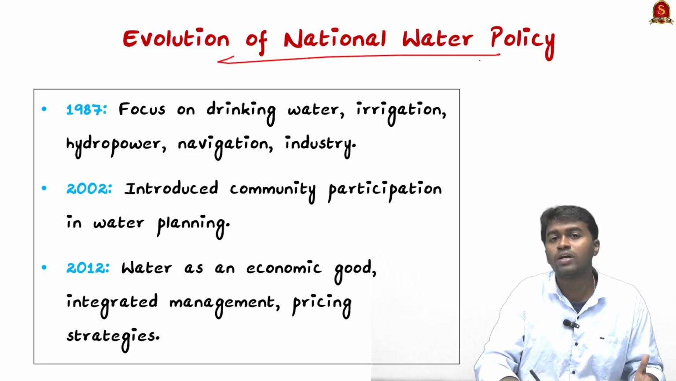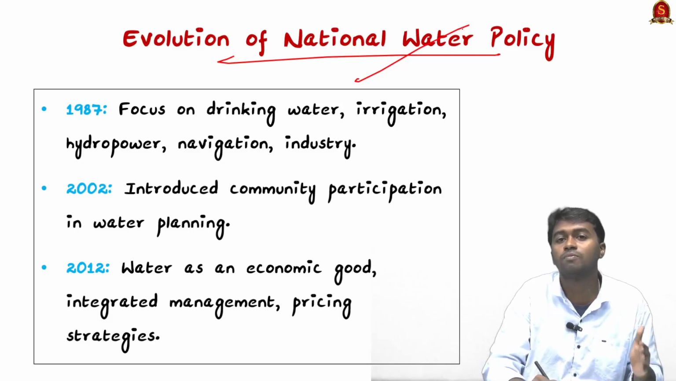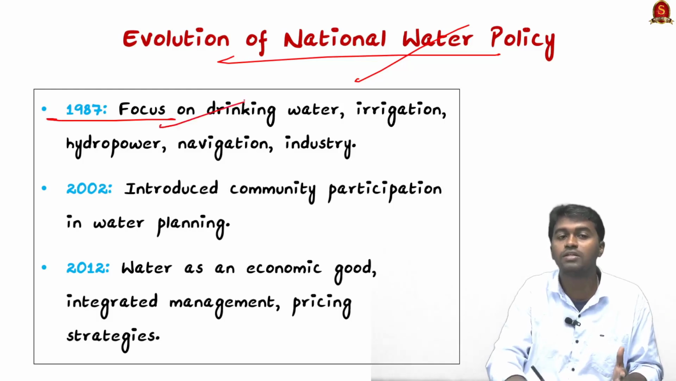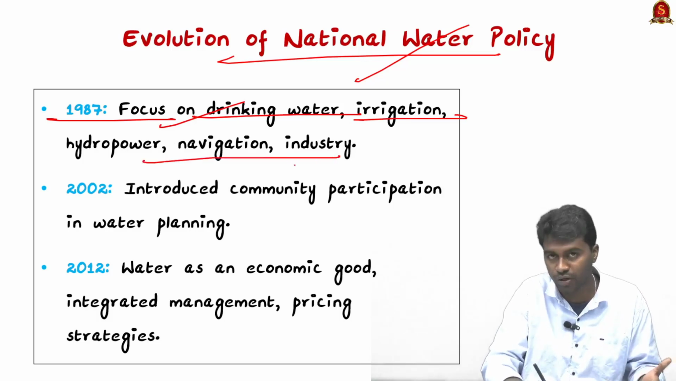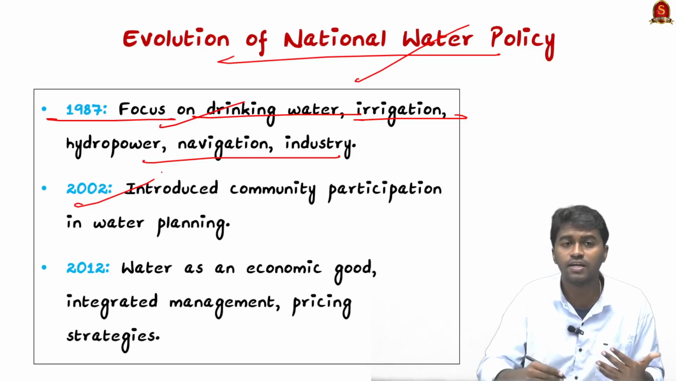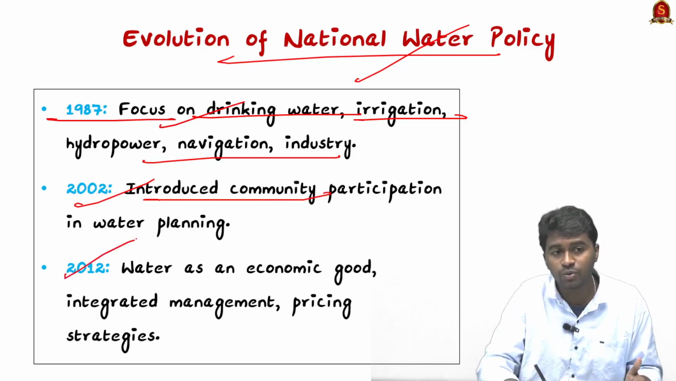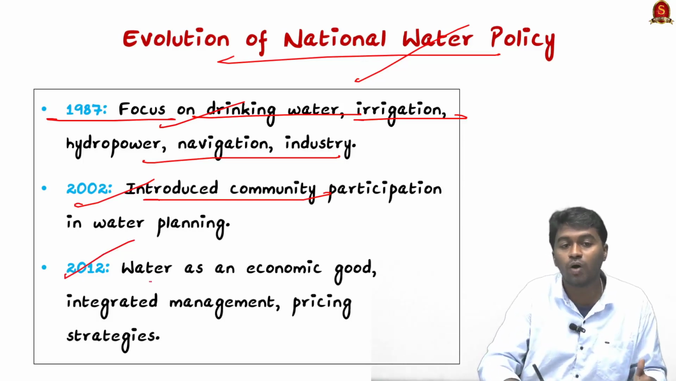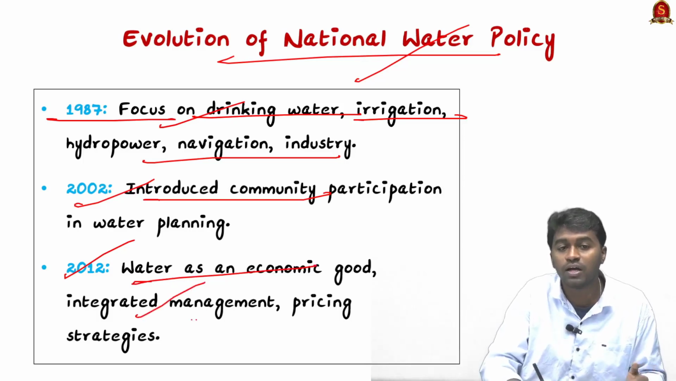And coming to water conservation in India, to understand it, we have to understand the development of the national water policy since 1987. So the national water policy was introduced in 1987, and that gave focus on improving drinking water, irrigation, hydropower, navigation, and industry. And in 2002, the principles of this national water policy were further enhanced and introduced the role of community participation in water planning and water conservation. And in 2012, the principles were further enhanced and acknowledged water as an economic good, and also gave provisions for integrated management of water and pricing strategies.